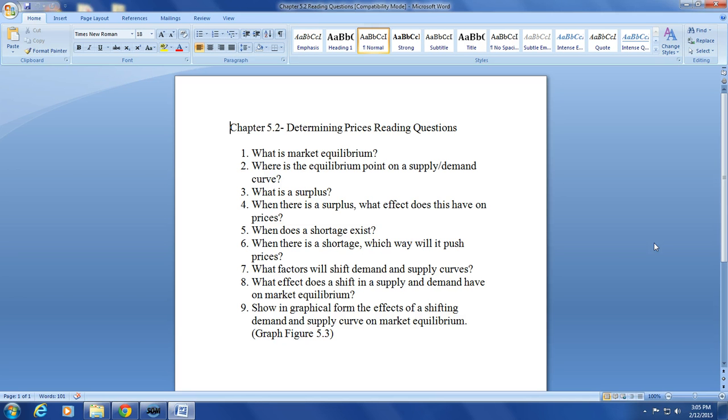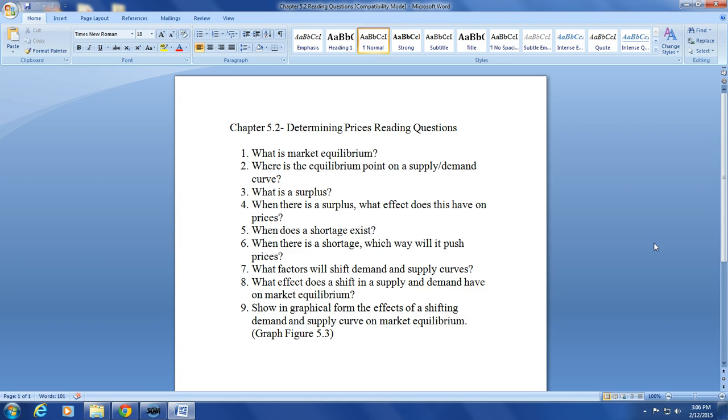So let's start off with number 1. It says, what is market equilibrium? So market equilibrium, if you look on page 103, it has the definition. It's a situation that occurs when the quantity supplied and the quantity demanded for a product are equal at the same price. So it basically is where quantity supplied is equal to quantity demanded for a product. Market equilibrium is going to have an equilibrium price, and it is also going to have an equilibrium quantity.